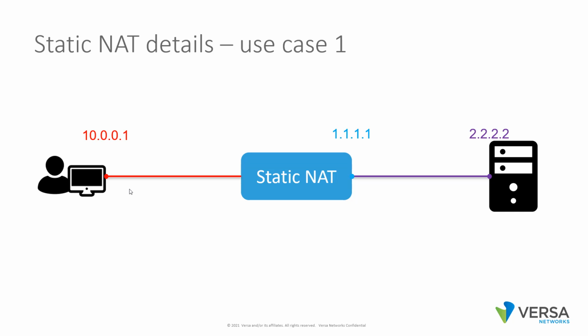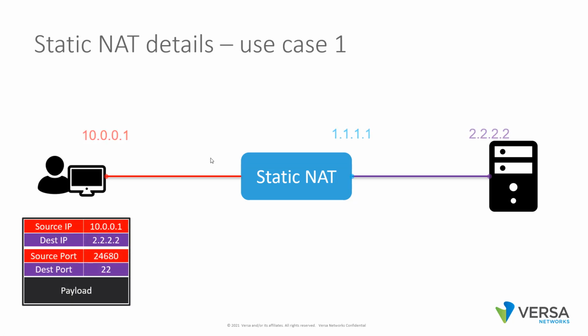So let's say that we have a user or SD-WAN device which is behind the static NAT. In this case, this user has IP address 10.0.0.1 and tries to access something with the IP 2.2.2.2, and at the same time is translated using static NAT to the IP address 1.1.1.1. The operations will happen in the following way. First of all, the initial packet is going to be originated from the IP address of this device or user, from 10.0.0.1 to the IP address 2.2.2.2. We will have a certain source port and a certain destination port. In this case, we're trying to access port 22 for an SSH connection.